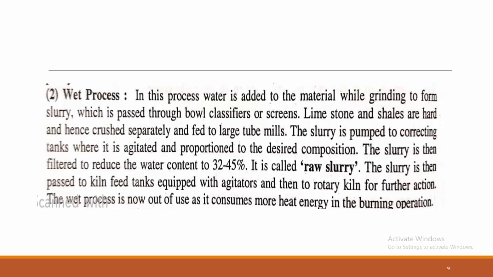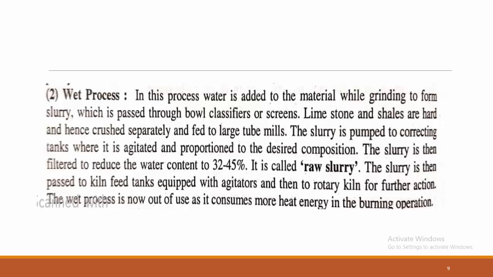Keep it in mind, the wet process is now out of use because it consumes more heat energy in the burning operation, because the raw materials are already in a wet condition. The raw slurry obtained from the wet process is fed directly into the kiln for the burning operation. Since the material already contains water, you require a greater amount of thermal energy for evaporating the water and for the burning operation. Therefore the wet process is less used nowadays, but the dry process is a modern process which requires a lesser amount of thermal energy for the burning operation.